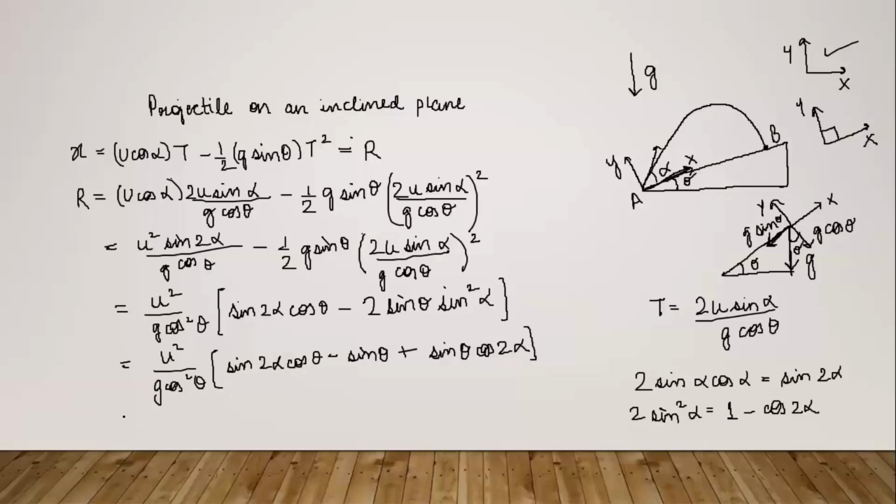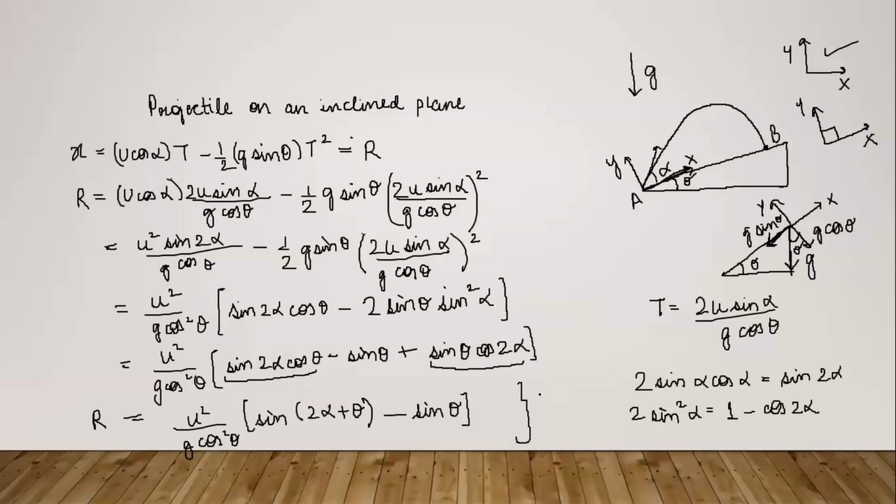So when we write this in simpler terms, we will get u square by g cos square theta sine 2 alpha plus theta. This is on combining this term and this term. And here we have the minus sine theta term left out. So this is the formula for the horizontal range. You cannot simplify it further. I mean, this is the last step. So this is the formula for the horizontal range of the projectile, that is, this is AB.